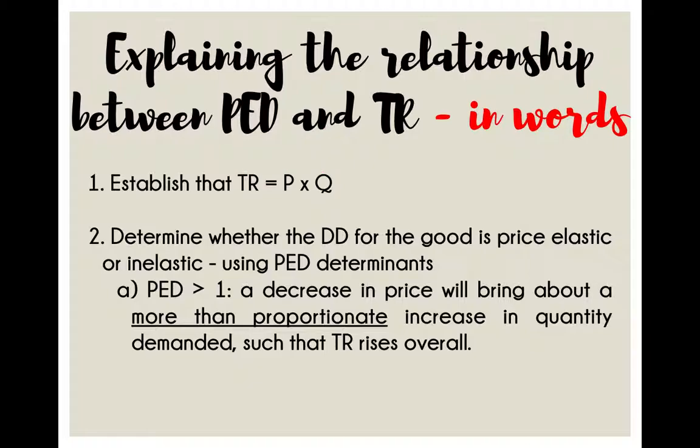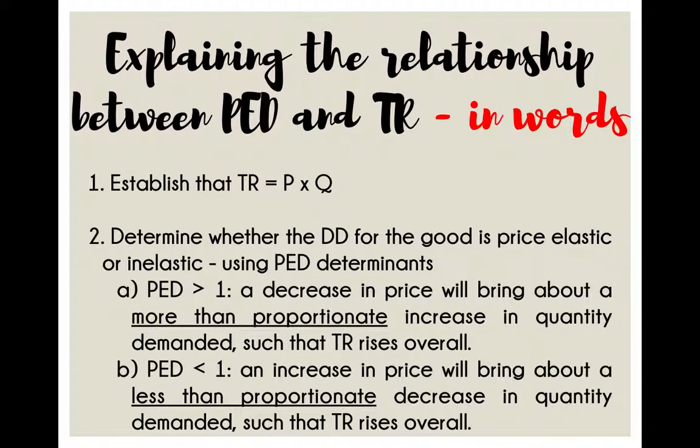Now, let's say if you use PED determinants and you figured out that the demand for this good is actually price inelastic, what the firm should do instead is that it should increase its prices because that will bring about a less than proportionate decrease in quantity demanded, again such that TR rises overall. Looking at the arrow method, how do we figure this out? When the firm increases its prices, there's a less than proportionate fall in quantity demanded such that TR increases overall.